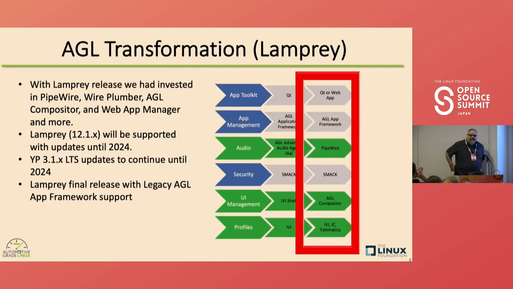So just a couple of slides of introduction. Some of these, if you were at my session the other day, will be familiar. Basically, really quickly, all of our releases are named after fishes. Lamprey, release 12, is our first kind of LTS version. We're now tracking along with the Yocto LTS Dunfell releases, and we'll continue to update every 2 months or so as Dunfell releases come out, at least until 2024, which is when they're scheduled to end. It was originally 2 years, they extended it 2 years. Lamprey is also the final release with the legacy AGL app framework included.